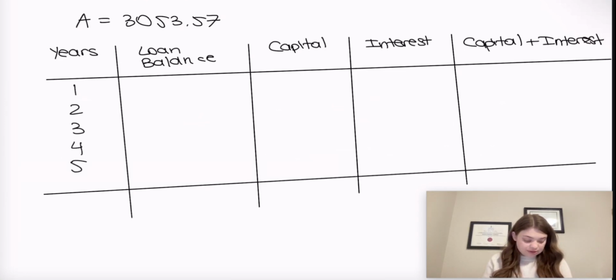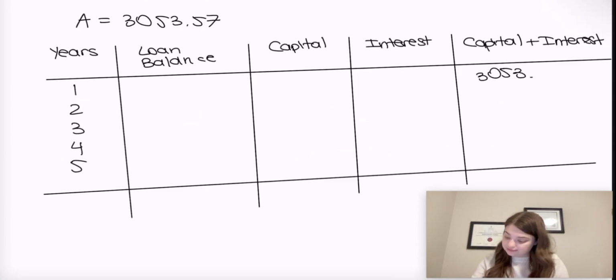Also, we know that the first payment is going to be the payment with the capital and with the interest. So that number we found earlier, $3,053.57, is going to be our first capital plus interest. So we'll put that there.